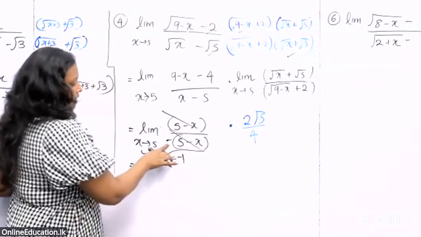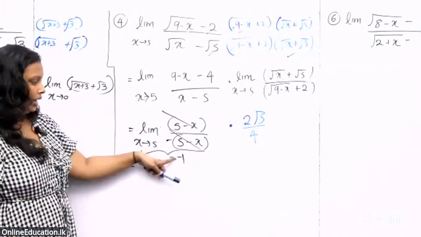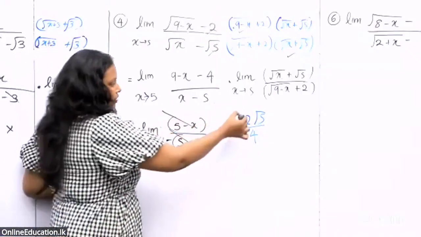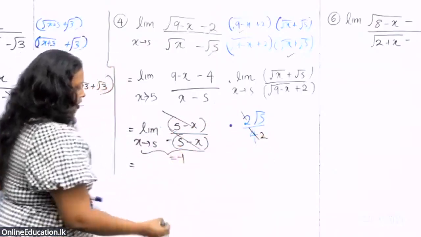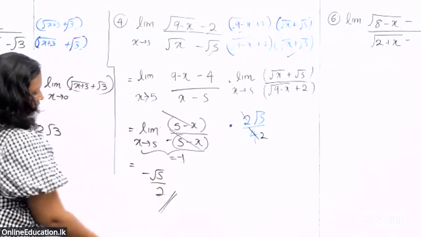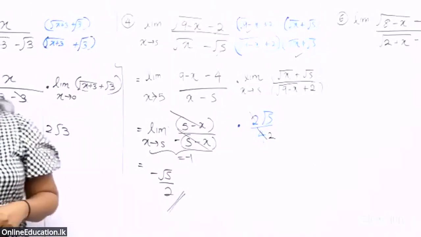We had a minus 1, then we took a minus 1 out, so that one remains here. Minus 1 times 2 root 5 over 4. This one also we can simplify further, so minus root 5 over 2. That is the way we get the answer. Those who raised hands can also understand this.